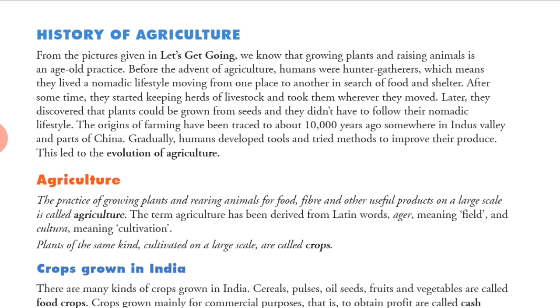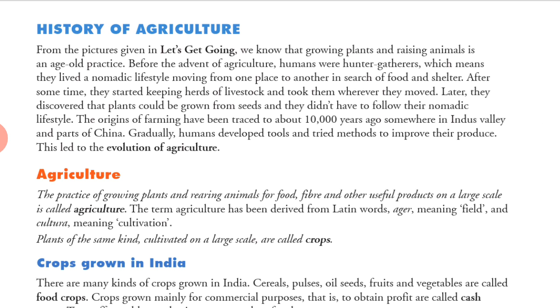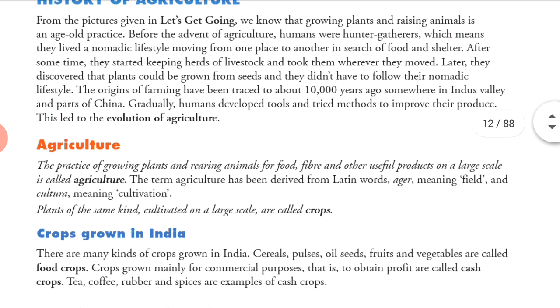Later, they discovered that plants could be grown from seeds. They did not have to follow their nomadic lifestyle. The origins of farming have been traced to about 10,000 years ago, somewhere in the Indus Valley and parts of China. Gradually humans developed tools and tried methods to improve their produce. Okay, this leads to the evolution of agriculture.